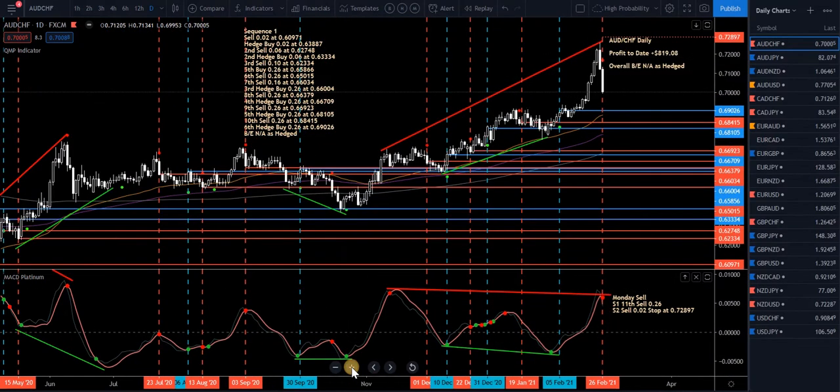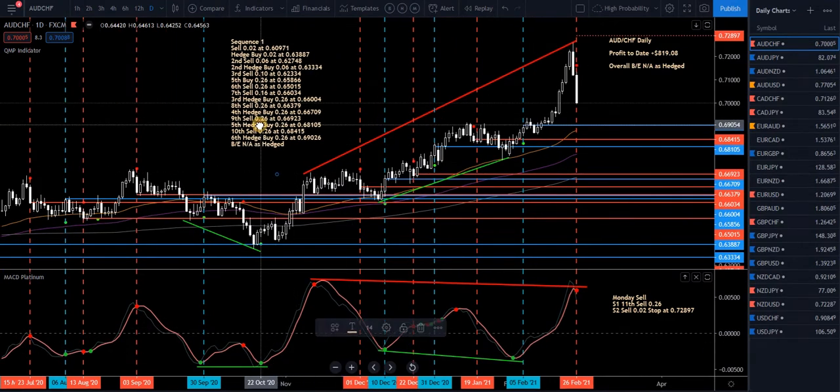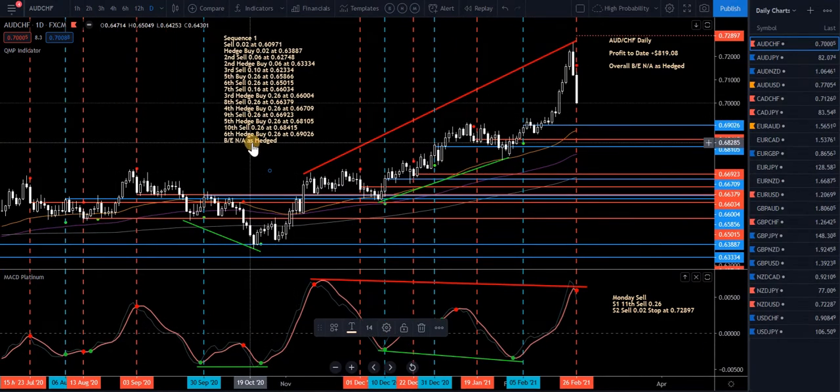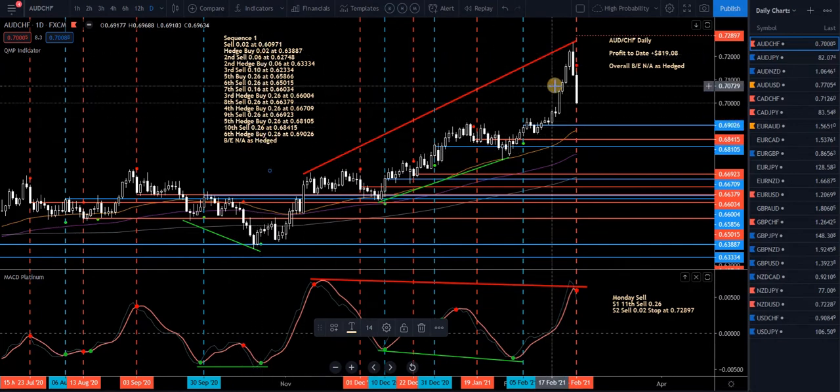So this is sequence 1, starts all the way back there. But as you can see, at the moment I'm hedged, so I'm not losing any money. I'm locking in a loss basically.